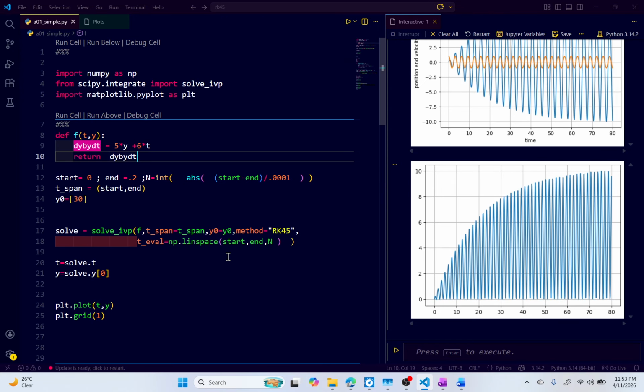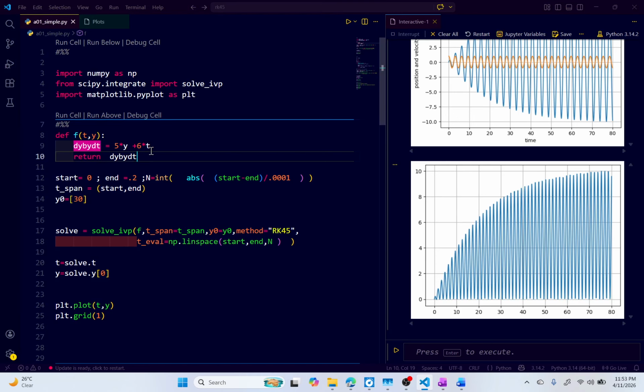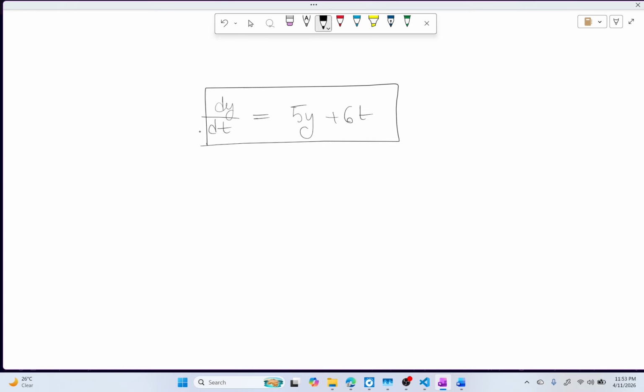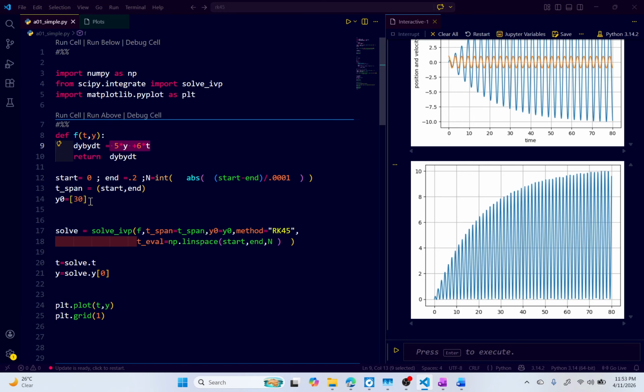Okay, so let's start. First of all, let's say I have a differential equation that looks like this, and here I may have different things. Let's say in my code I have 5y plus 60. So this is my differential equation, and my goal here is to find y. So how to find this? In the question I may be given the initial condition, and let's say the initial condition is 30.